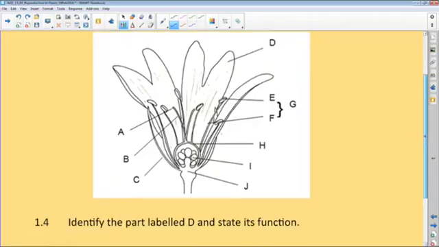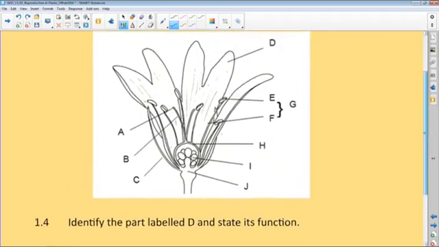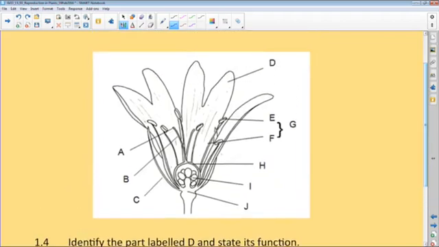It's very, very important to read those questions carefully. Okay, let's have a look. I've got another one for you here. Same picture. Identify the part labeled D and state its function. Ah, there it is, D.